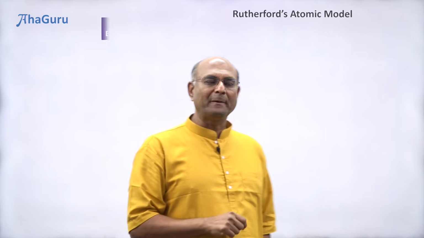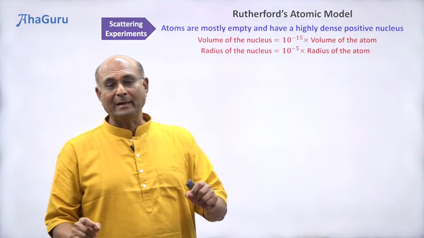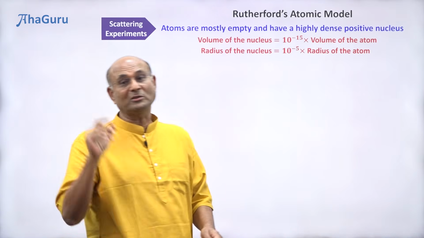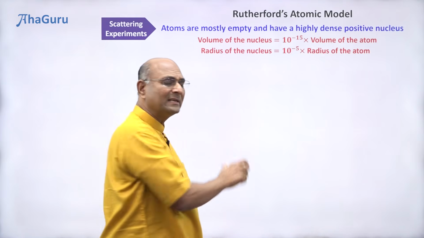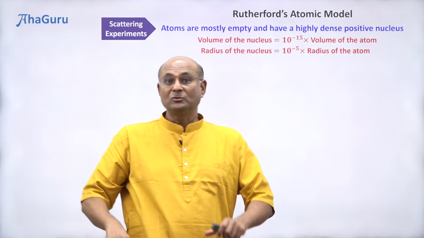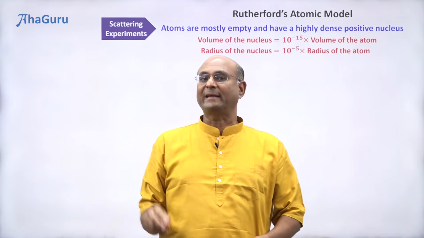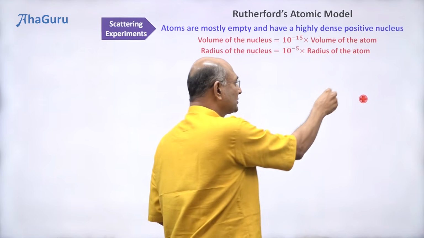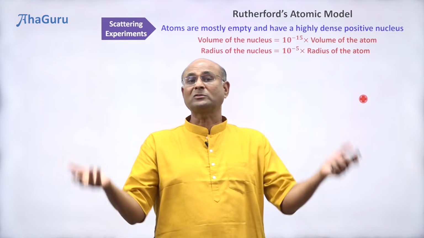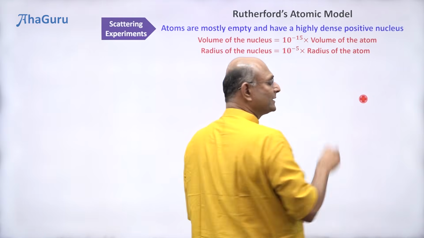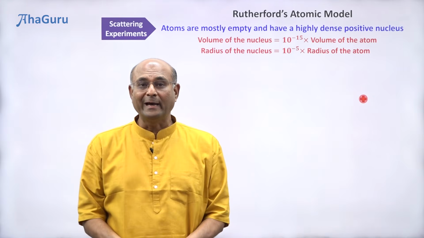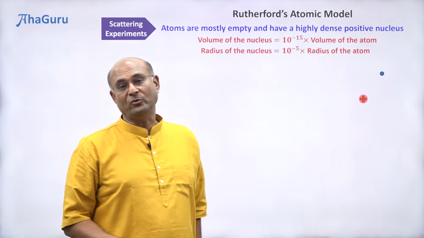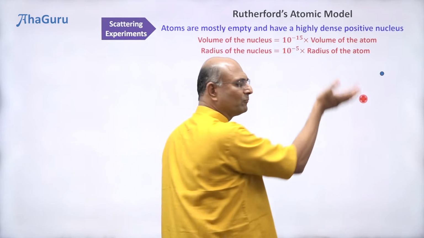Rutherford's alpha scattering experiments had already shown him that atoms are mostly made up of empty space. They are mostly empty, and they have a highly dense positive nucleus. The nucleus is very, very small compared to the atom. So the atom is huge and the nucleus is really tiny, right? Basically, he knew that there was this very concentrated central portion which had all the positive charge and most of the mass, a very, very dense portion. This was the nucleus. And the atom was so much bigger, which means the electron was actually quite far away from the nucleus. Most of the atom was empty.